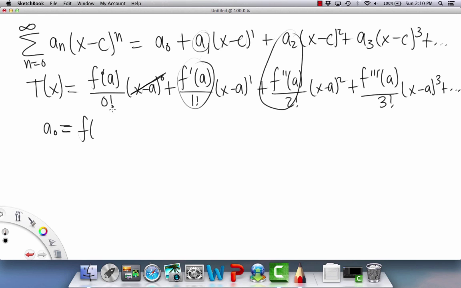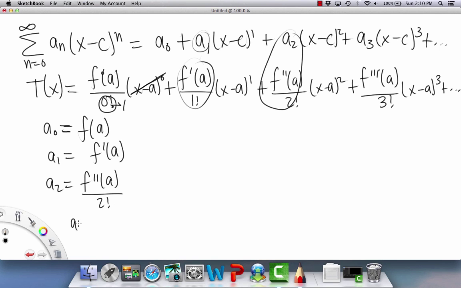So we have 0 factorial is just 1, okay? So we have a sub 0 equals f of a. We have a1 being equal to f prime of a over 1. And then we have a2 equaling f double prime of a over 2 factorial. And I'll write the last one, a3 equals f triple prime of a over 3 factorial.